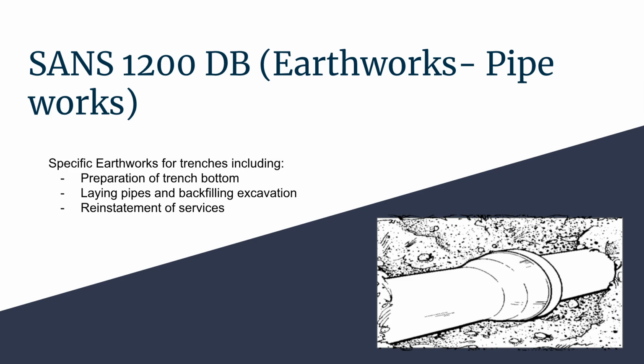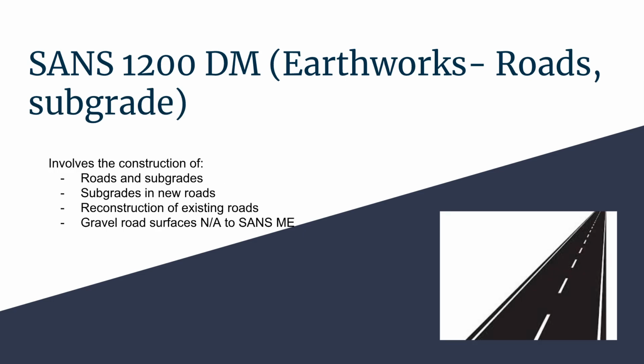This specification details all the necessary requirements involved for the preparation of trenches and the reinstatement of services. The final SANS document that was required for this project was SANS 1200DM. This document deals with the specifications for roads and the subgrade involved. The main sections of this document deal with the subgrades in new roads, the reconstruction of existing roads, and gravel roads where the SANS 1200ME, the subgrade document, is not part of the contract document.